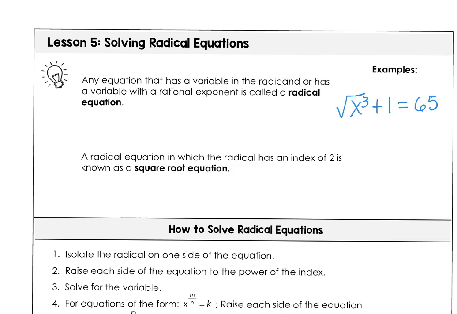When you have a radical equation in which the radical has an index of 2, this is known as a square root equation. So the square root of x equals 9 is a square root equation. Our first example is the same thing, but we could also go back and say if we had the cube root of x is 8, that could also be an example of a radical equation.